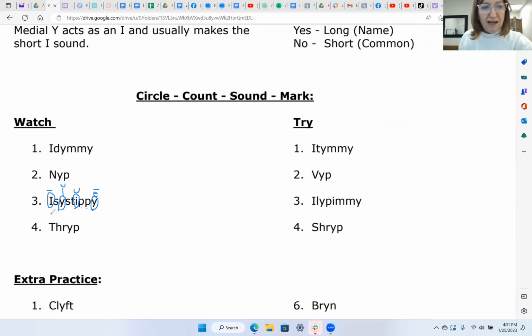So when I pencil read this word, I have I, S, I, S, T, I, P, E. I'm going to go slow. Ice, ice, ISIS, ISIST, ISISTE, ISISTIP, ISISTIPI. All right, let's try yours. I'll be quiet while you work.